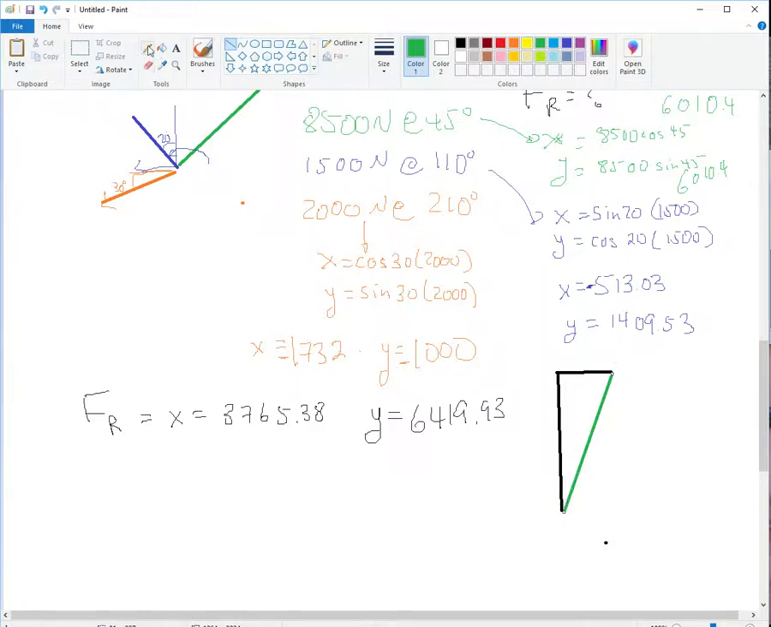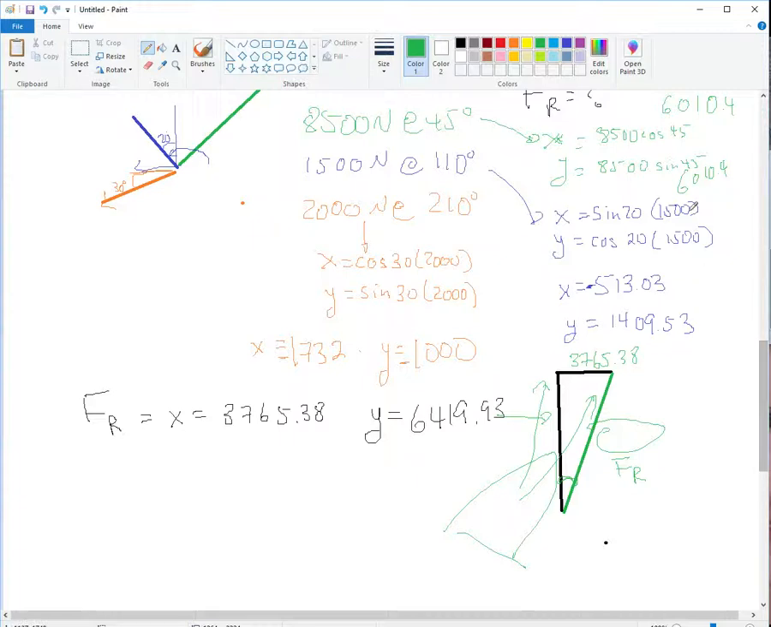Remember that we drew the picture of the ship. The ship was looking like this. So we wanted to go that way, but it's going to end up going that way a little bit. Okay, so now we can plug in the values of 3765.38 up here, and then over here is that, and then you can use that to figure out what your resultant vector is, and you can also use these two numbers to figure out the angle at which it is headed. Okay?